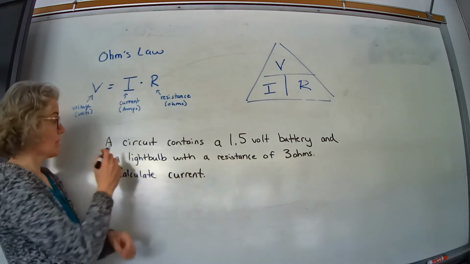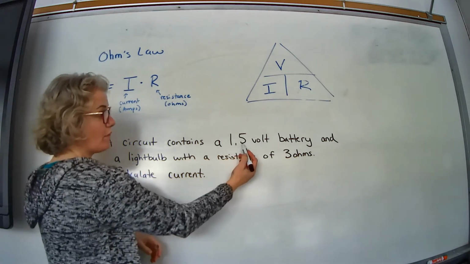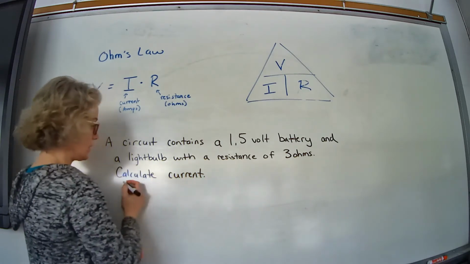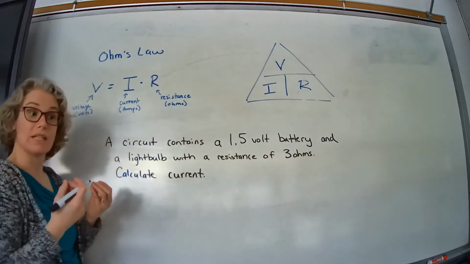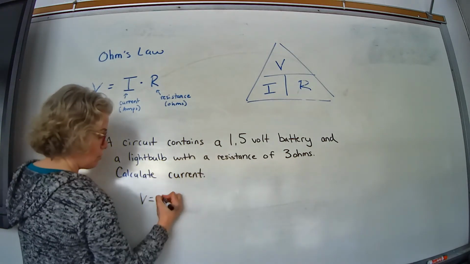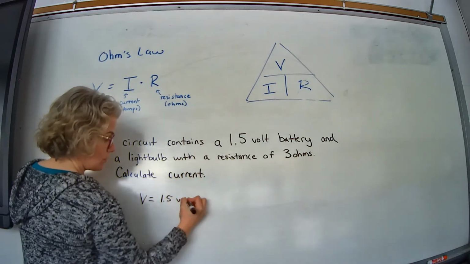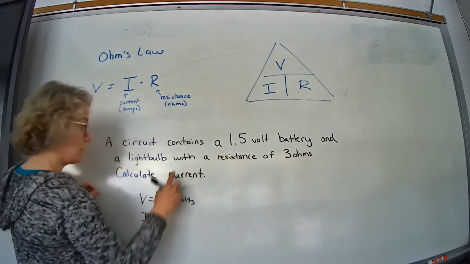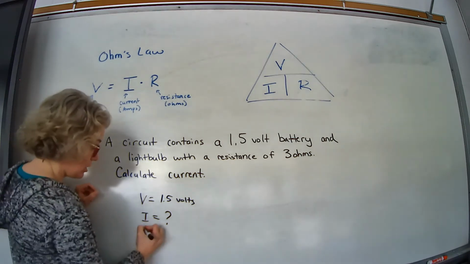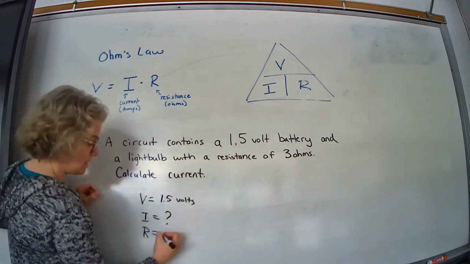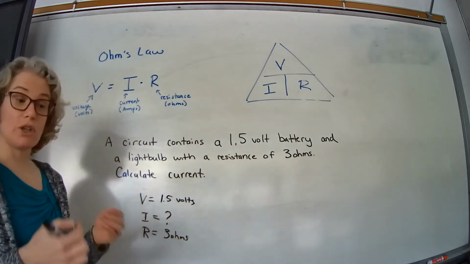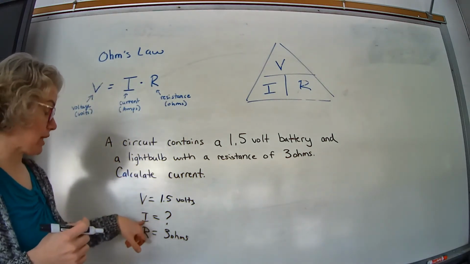Here's another practice problem. A circuit contains a 1.5 volt battery and a light bulb with a resistance of 3 ohms. Calculate current. Okay, let's start by listing what we know. Do we know the voltage? Yes, 1.5 volts. Do we know the current? No, that's what we're going to be trying to find. Do we know the resistance? Yes, 3 ohms. So that means the current is what I'm trying to solve for.